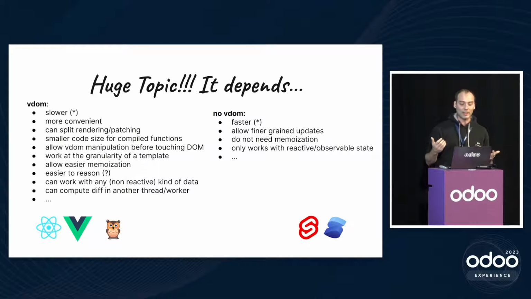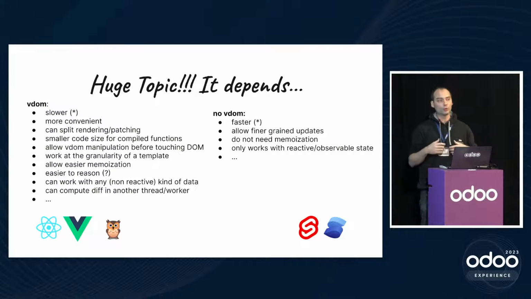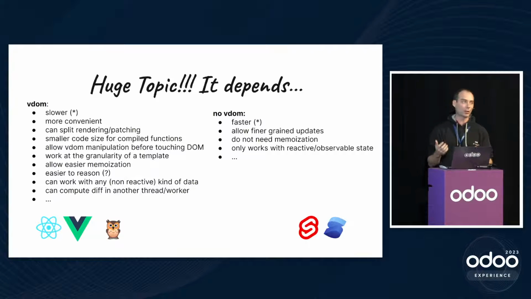And it's not clear. Historically, all those mainstream frameworks tended to use a virtual DOM because it was kind of neat to use. It's simple to write. You can do it in an afternoon. A naive one can be done quite quickly. And React and Vue are virtual DOM based, and OWL as well.